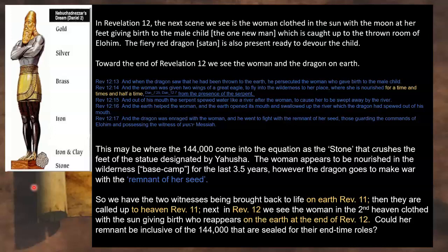So this may be where the 144,000 come into the equation as the stone that crushes the feet of the statue designated by Yahusha.